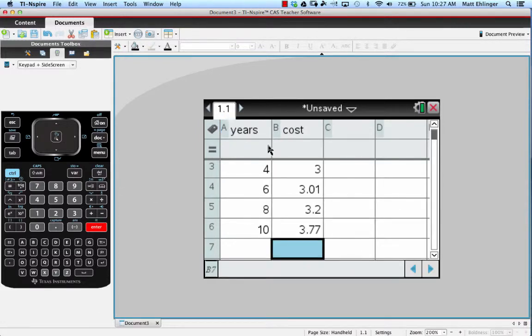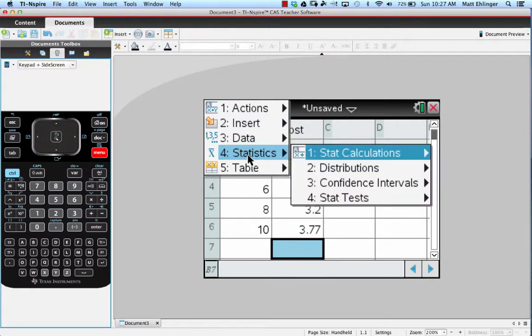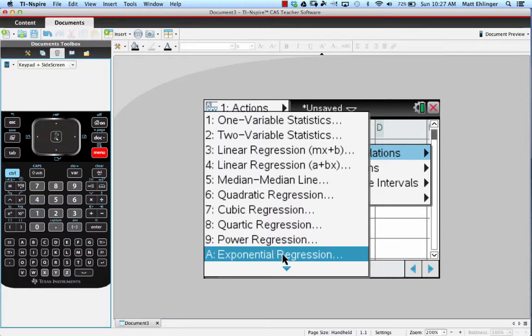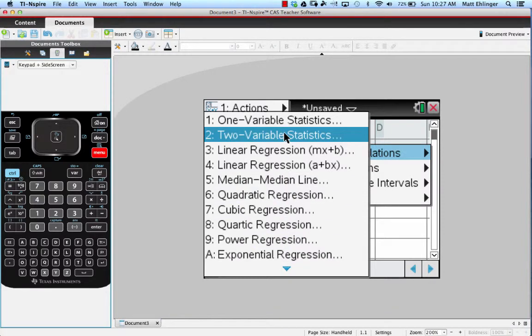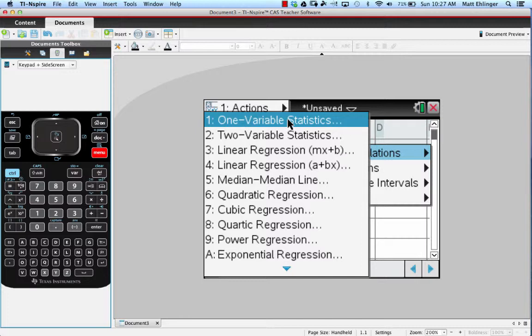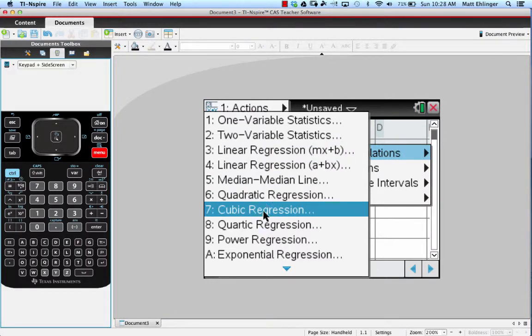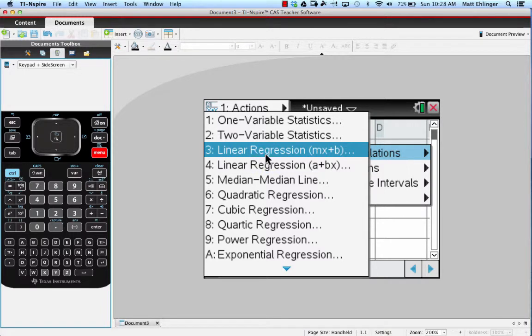After we have our data entered into our table, we want the calculator to do our regression calculation for us. So we're going to go into the menu and use the statistics menu, and we want to have it do some stat calculations. There are many stat calculations that we can do. If you're doing mean, median, or mode type of things, one variable statistics is what you're going to want to choose. You can see we have all different kinds of regressions, and we'll get into a lot of these later. But we want to do a linear regression, and you see there's two of them. Let's choose the mx plus b.